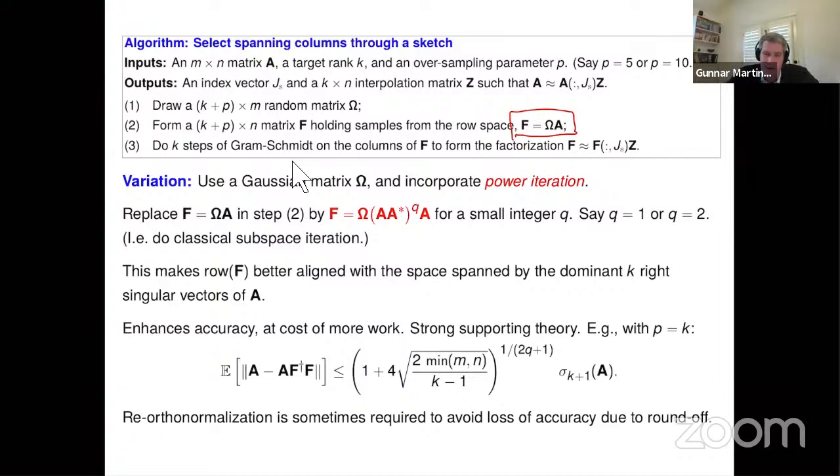Even if you have matrices with a ton of noise, 5% noise or something like this, it still works really well with just a couple of steps of power iteration. And the effect here is, of course, to align the space spanned by the rows of F much more closely with the optimal subspace, which is the space spanned by the top K right singular vectors of A. This is also very well understood from a theoretical point of view.